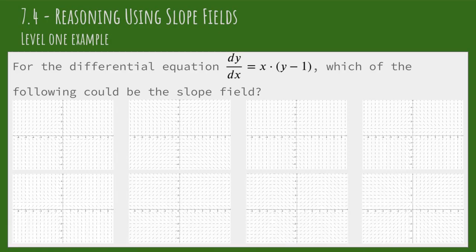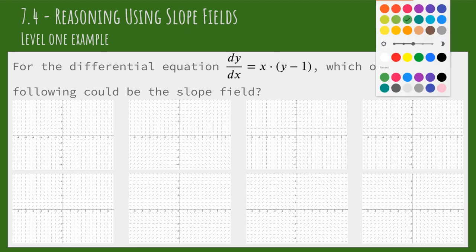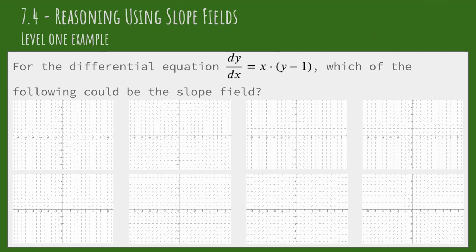Okay, this is the last example. Now, on a typical AP multiple choice question, you're only going to have 4 options. I wanted to throw a bunch on here so we could talk about a few things. So we have a differential equation given to us here. So dy/dx is equal to x times (y minus 1), which could be the slope field for that differential equation.